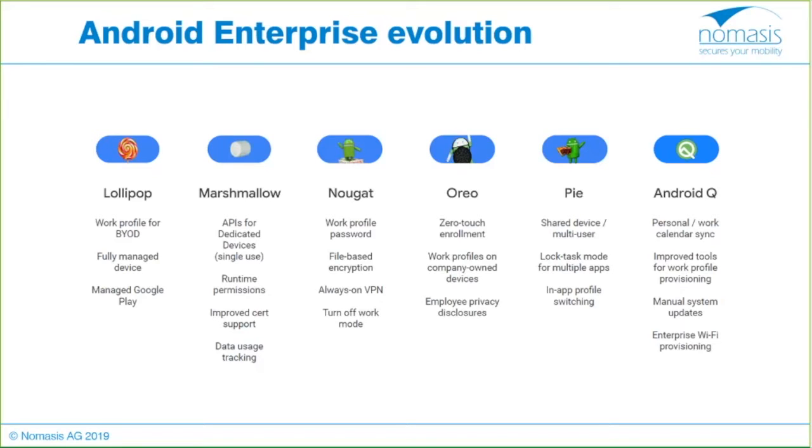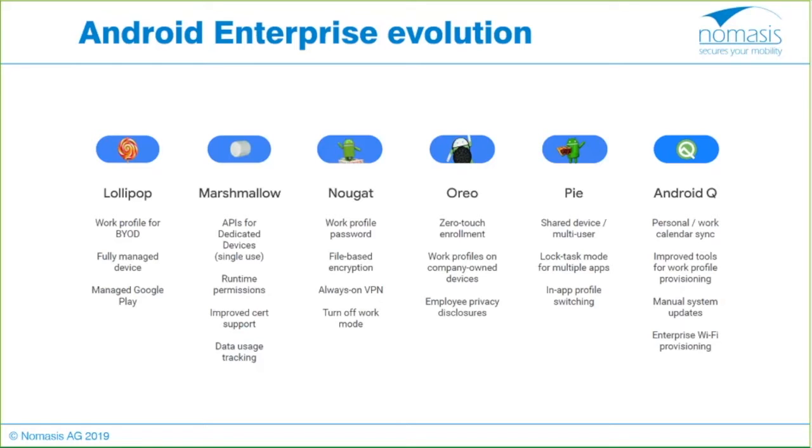And with Oreo, we even had a new scenario for Android devices, the work profile for fully managed devices, which we call COPE as well, corporate owned personally enabled. And the big one as well, the zero-touch provisioning method, which is similar to Apple DEP. With this one, we were really in a good place for companies to use Android enterprise.